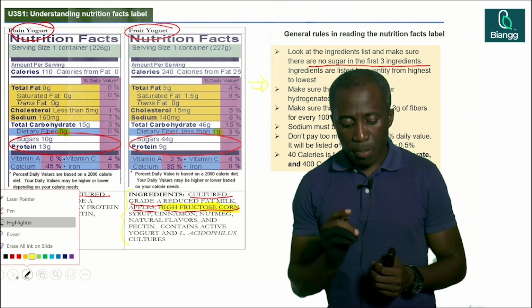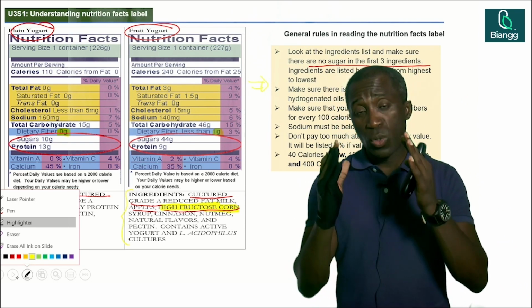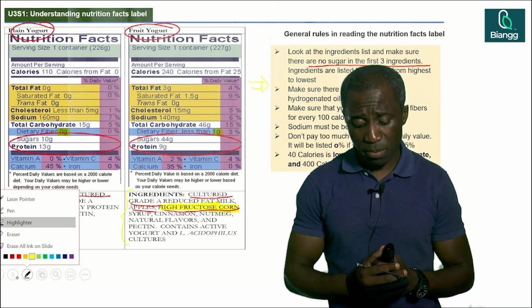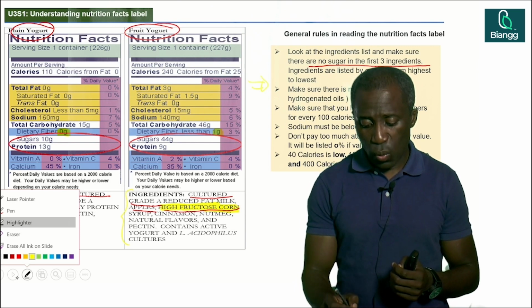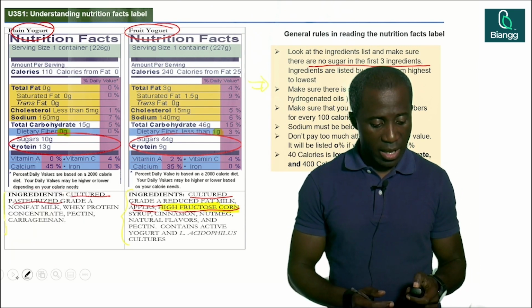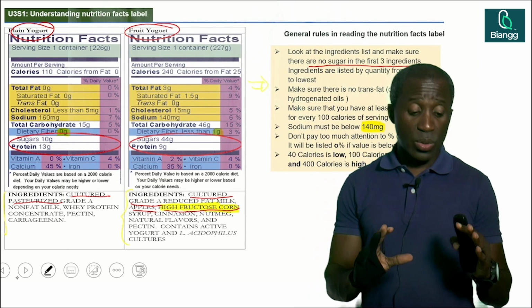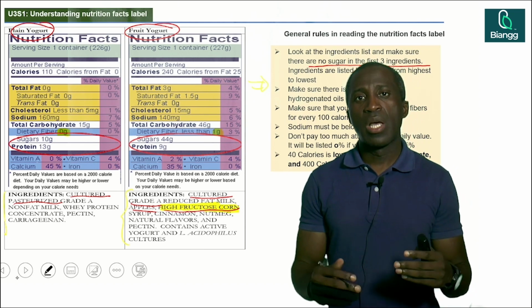Number 5, don't pay too much attention to the percentage daily value. As I mentioned, I will show you how we get these numbers and what this number actually truly means. Like I mentioned before, 40 calories is low, 100 calories is moderate, and 400 calories is actually pretty high. So that's what you have to understand for this section on understanding the nutrition facts label.